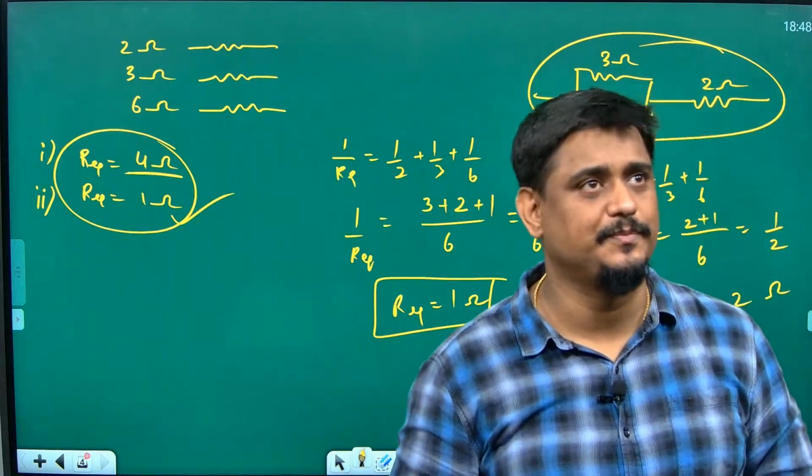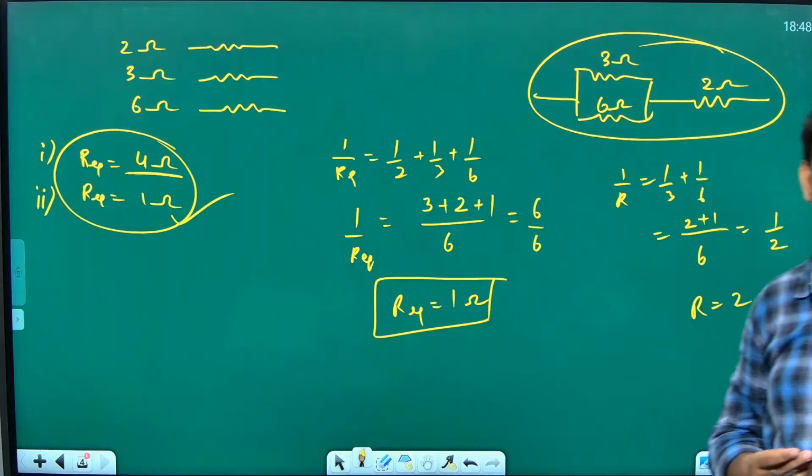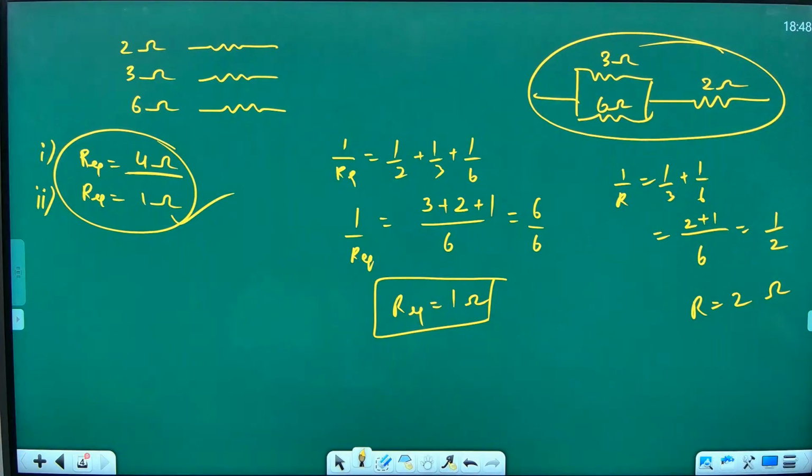Yes, tell me, Tanuja. Is it necessary to use all the resistors? All the?